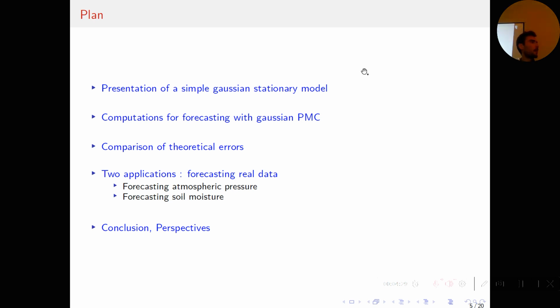So I'll begin with a presentation of our model, a Gaussian stationary model. Then I'll move on to computations for forecasting with our model. After that I'll do a brief comparison of the theoretical errors of our two models. Finally, I will talk about two forecasting applications on real data: the prediction of atmospheric pressure and another experiment on soil moisture.